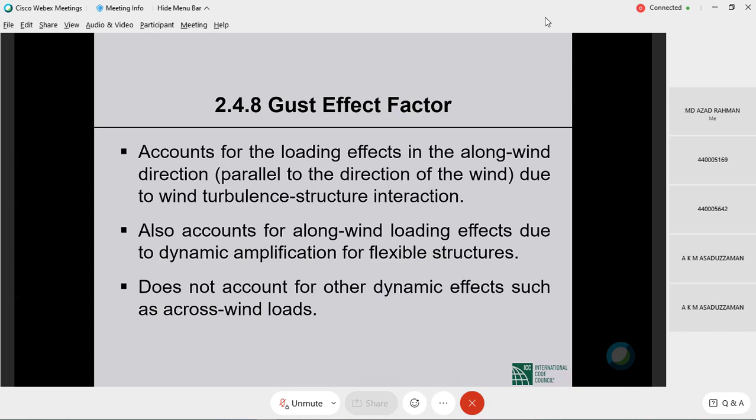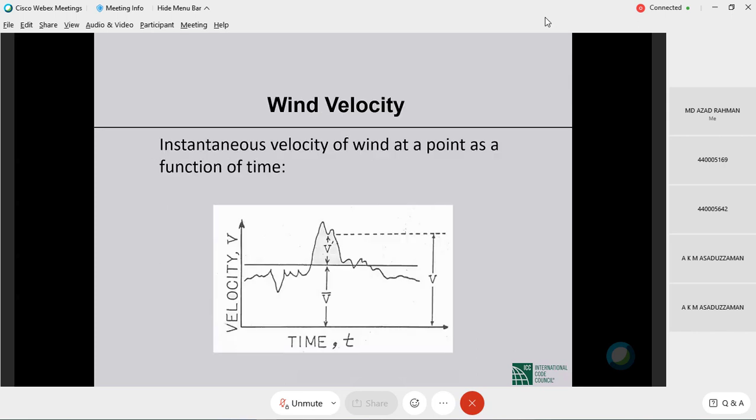The factor does not account for other dynamic effects such as across wind loads. If you have a tall, skinny tower, when wind blows in the north-south direction, the predominant vibrations of the tower may be in the perpendicular east-west direction. And that kind of across wind phenomena will not be captured by the gust effect factor.